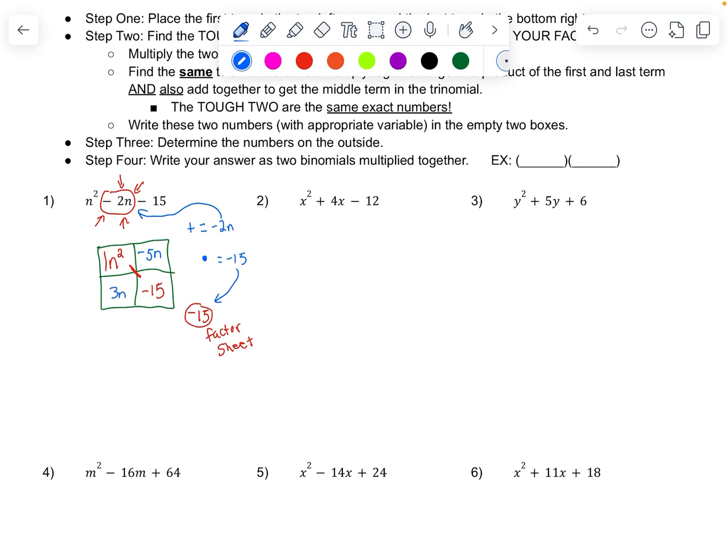and a positive 3n. These two numbers right here need to multiply to get negative 15, and add to get negative 2n. If I did 3 times negative 5, that gets me negative 15, so it checks there. And then if I do 3 plus negative 5, that gives me negative 2. And I should say 3n plus negative 5n, which is negative 2n. So it checks out there as well. So we know those are the correct numbers.